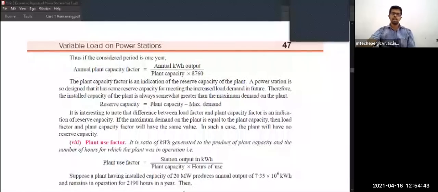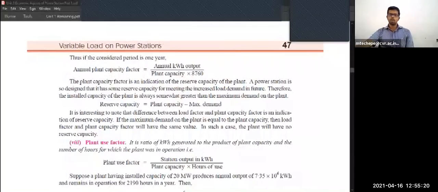So plant capacity is how much I said? Plant capacity is 1000 megawatt, but generally in the plant the margin might be very less. Maximum demand is 1010 megawatt. So 10 megawatt is the reserve capacity. In a substation, they might be having some 10 megawatt generating unit.